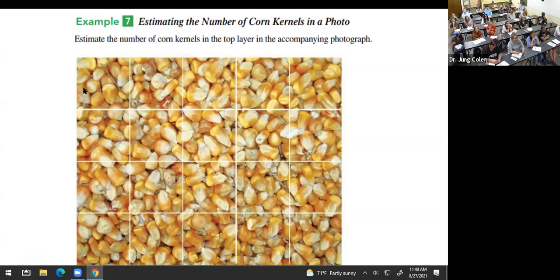So let's count, pick any square. How about this one? How many do you see about?